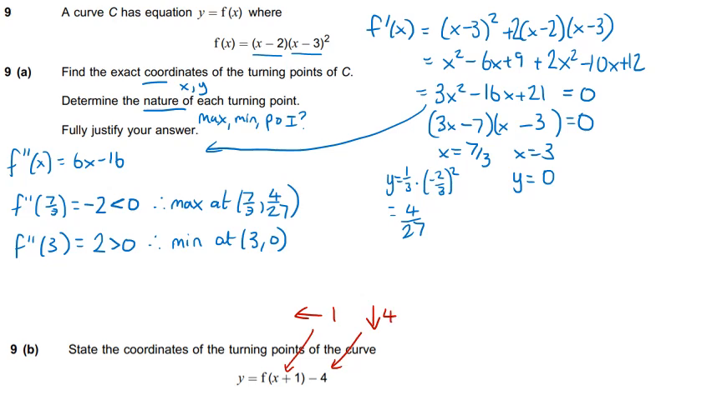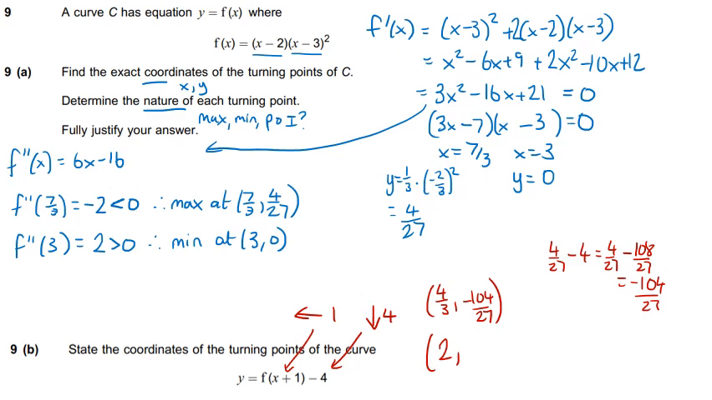So the turning points, 7 over 3, that's moved to the left by 1. So 7 over 3 minus 1 is 4 over 3. And then 4 over 27 minus 4 is 4 over 27 minus 27 fours is 108. So this is minus 104 over 27. And the other point, 3 and 0, well, that's easier to do. 3 minus 1 is 2, and 0 minus 4 is minus 4. So those are the new turning points.